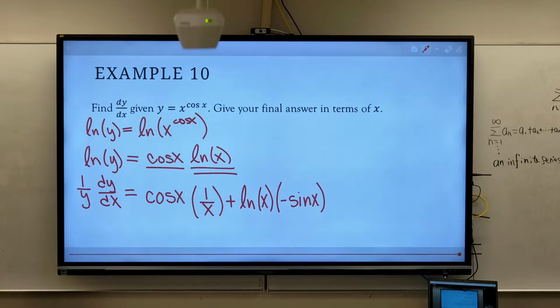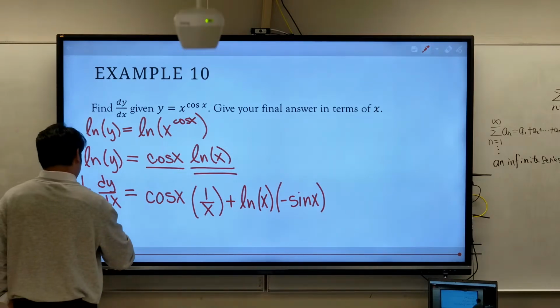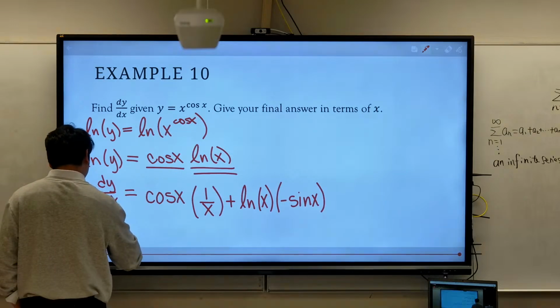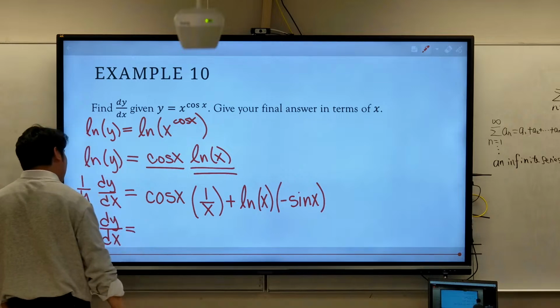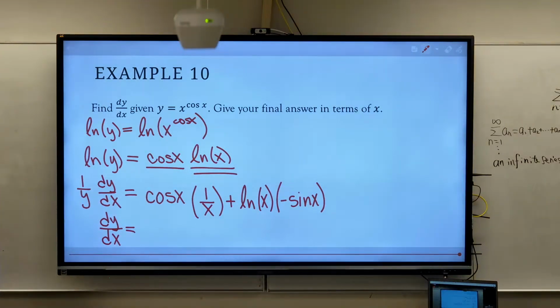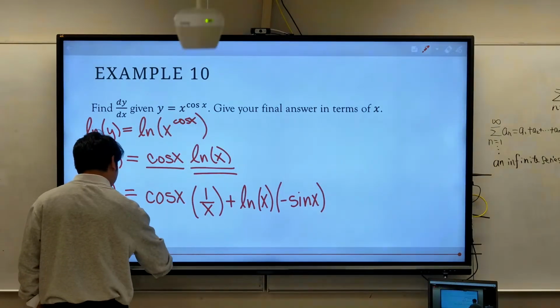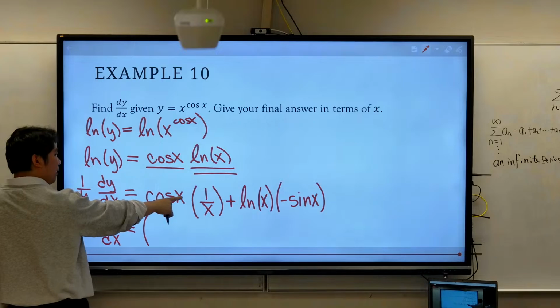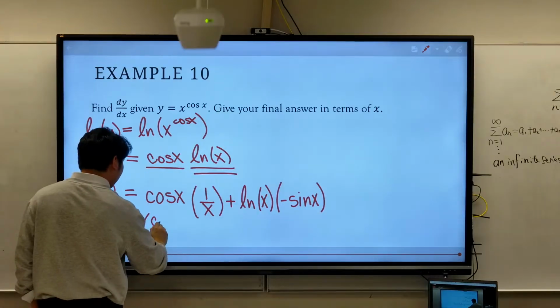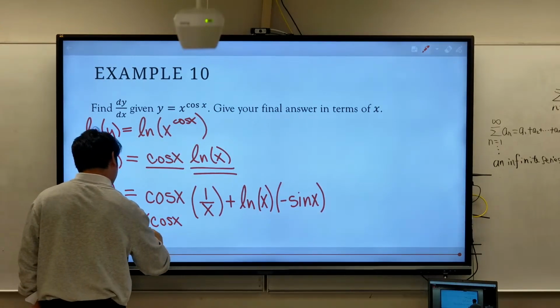So what's going to happen next from here, probably? Yeah, multiply by y, and then we're going to replace that y with whatever it was in the beginning. Because I'm losing space here, let me just write down the final answer. dy/dx is equal to, and this is not something that you necessarily have to do, I'm just going to write it for the sake of making it a little bit cleaner, cosine of x times 1 over x. That's just cosine of x all over x.